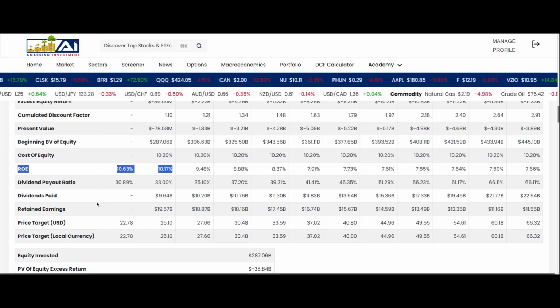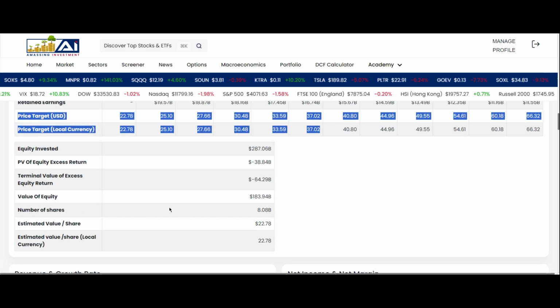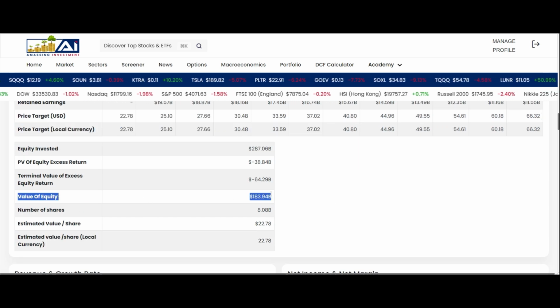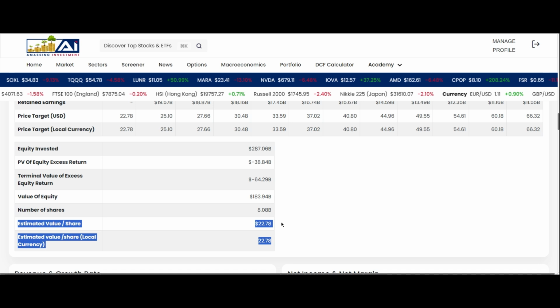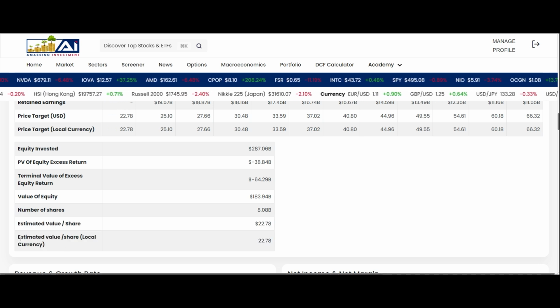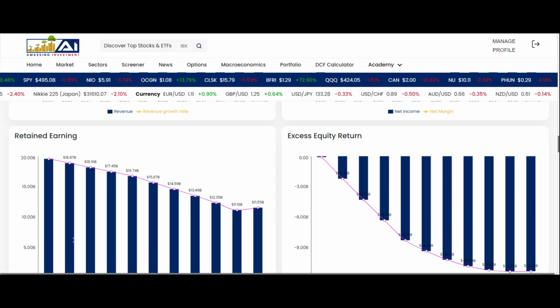From this table, we calculate the value of equity in common stock, which, when divided by the total shares outstanding, provides the estimated value per share or the company's intrinsic value in USD. If the local currency differs from USD, the estimated value per share is also provided in the local currency. The remainder of the section is identical to the previously explained FCFF model.